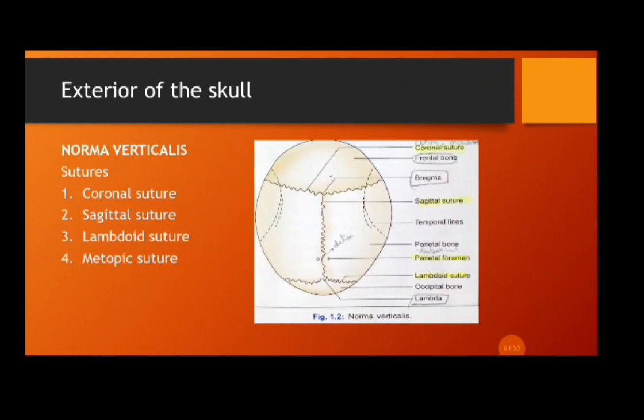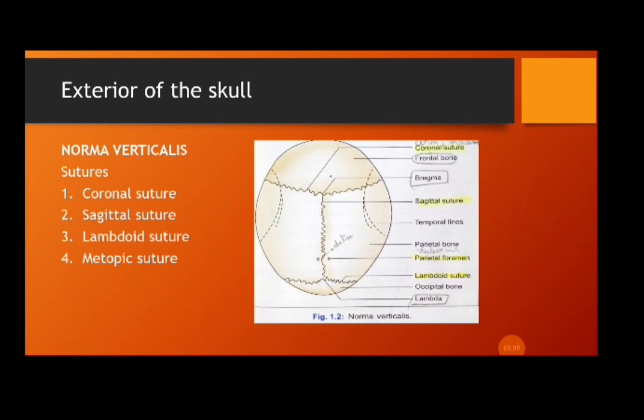Okay, then norma verticalis. What is norma verticalis? From the vertical view, it is called norma verticalis. Okay, the exterior of the skull we are studying now. So in that there are 4 sutures, that is coronal suture, sagittal suture, lambdoid suture, and metopic suture. Okay, you might know what coronal suture is. So coronal suture is the one which is joining the frontal bone and the parietal bone. In between them there is a coronal suture.